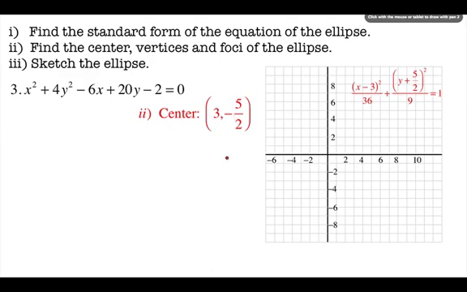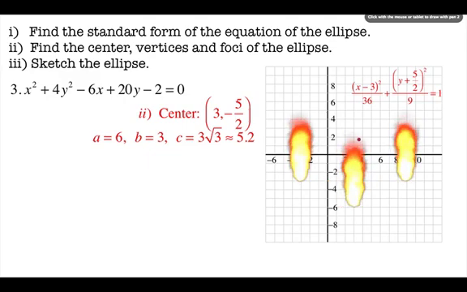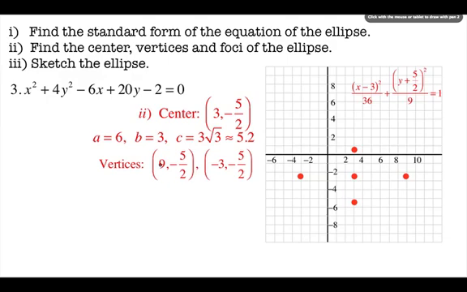So here's the center. At this point, I'm going to graph the center. I can find the A, the B, and also the C. And this is what I get. Now from here, I'm going to travel to find the vertices. 6 to the right and to the left, 3 up and down, and I end up with those points. I give the coordinate value of the vertices, and you should follow that is the following.